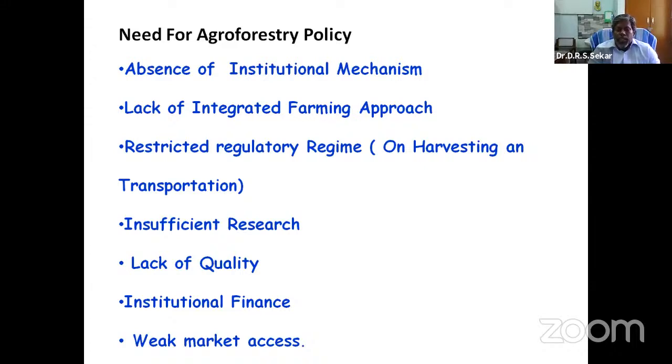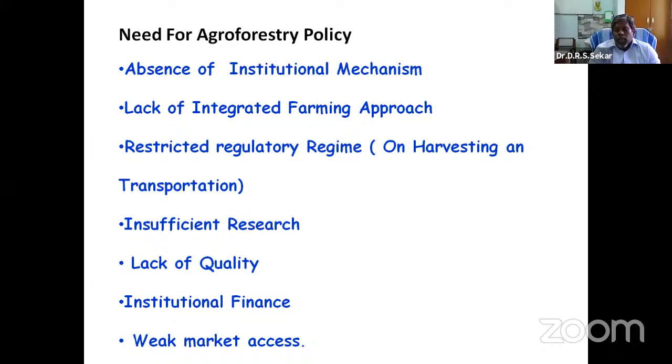And institutional finance. Another aspect is that farming communities again and again get into a lot of debt, and they look for institutional financial support. They go to the extent of getting insurance for their own tree cover, as in the case of other areas.